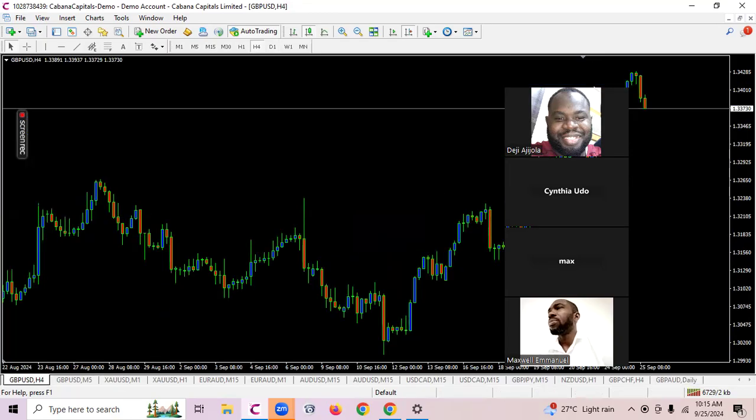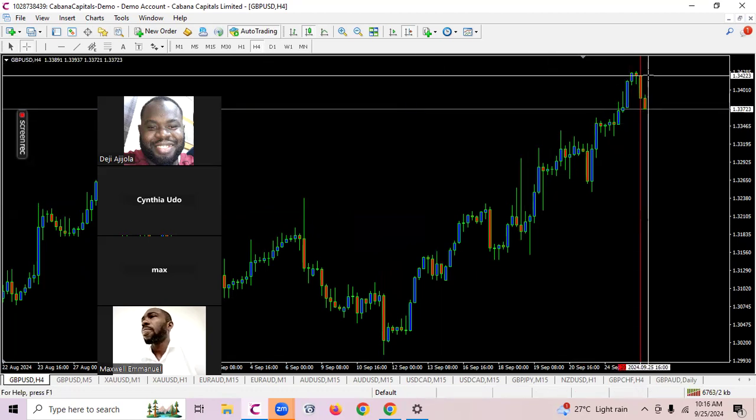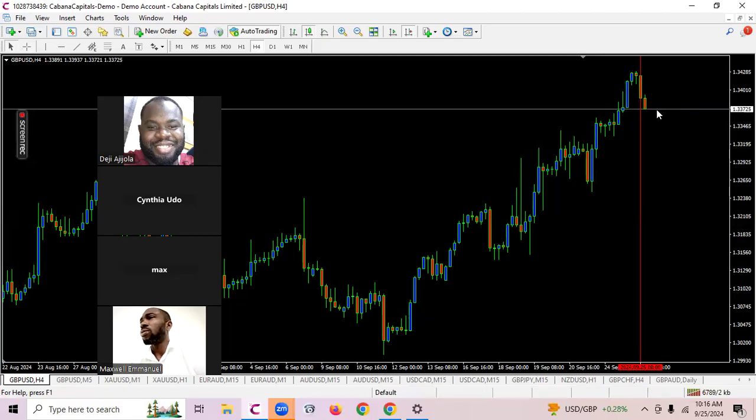It's been bearish. You can see GBPUSD has been bearish after the formation of this angry man. And this would have been the best price to sell, but it's currently trading about 50 pips below this level. So it won't be wise for one to start selling at the current market price.